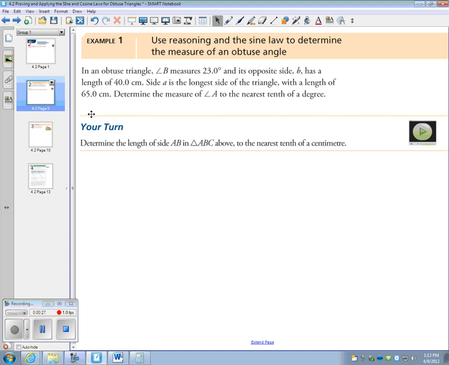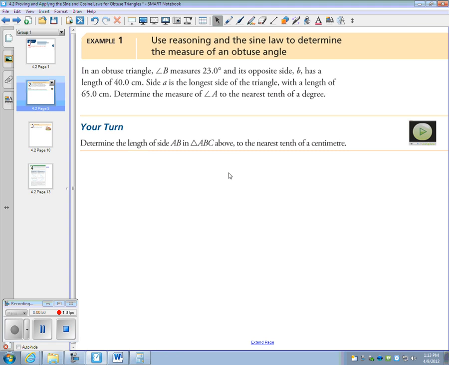In an obtuse triangle, angle B measures 23 degrees and its opposite side has a length of 40 centimeters. Side A is the longest side of the triangle with a length of 65 centimeters. Determine the measure of angle A to the nearest tenth of a degree, and then we're also going to determine the side length AB to the nearest tenth of a centimeter.